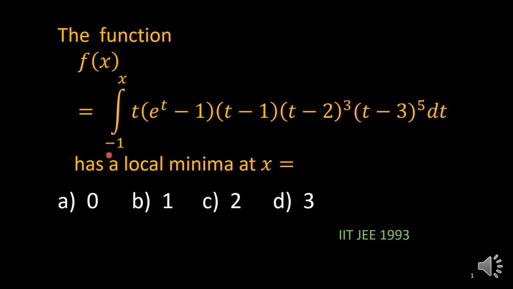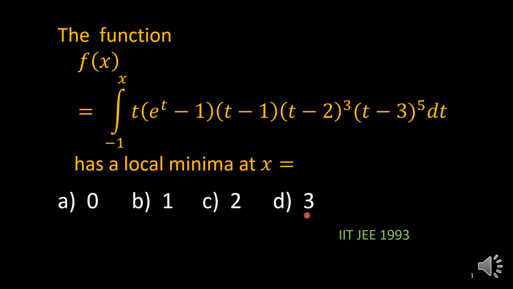In this video, we are going to solve this problem. This problem appeared in JEE exam in 1993. Here, one function is defined, and that is the integration of this function with definite integral from -1 to x. And for this function f of x, we need to find out the local minima points. 4 options are given at 0, 1, 2 and 3.